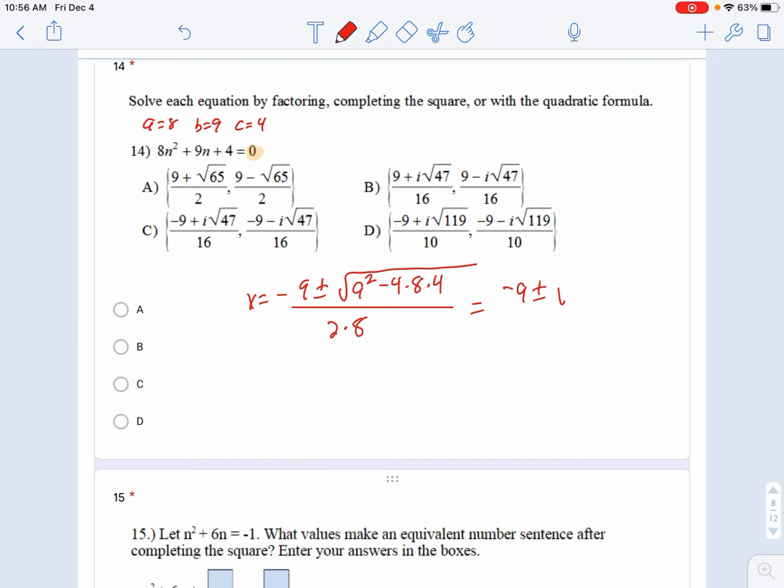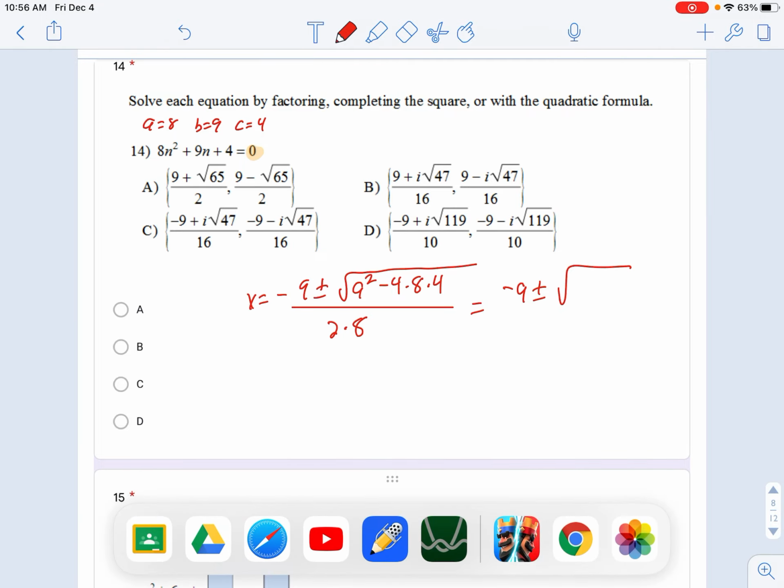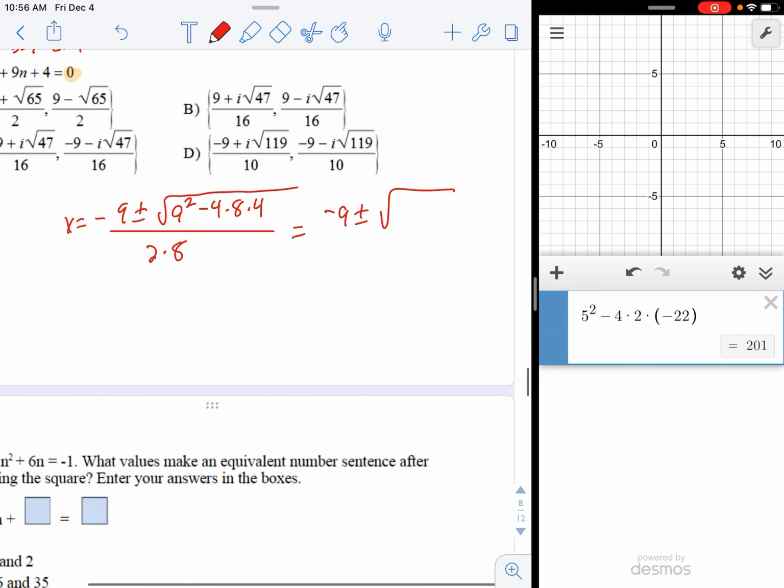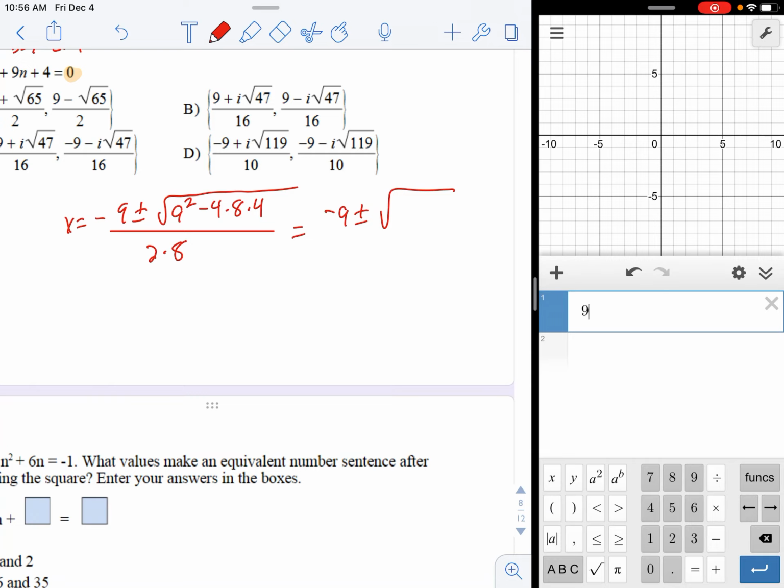This is where I shouldn't have gotten rid of the calculator. I could have just left that app open. Oh well. So I have what now? 9 squared minus 4 times 8 times 4. That's negative 47, all over 2 times 8, which is 16.